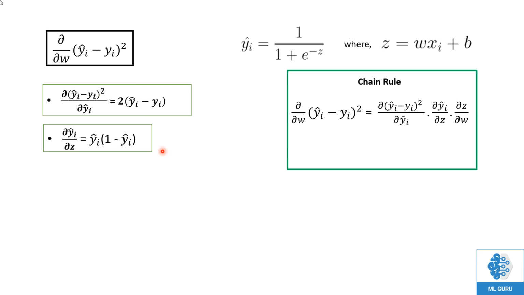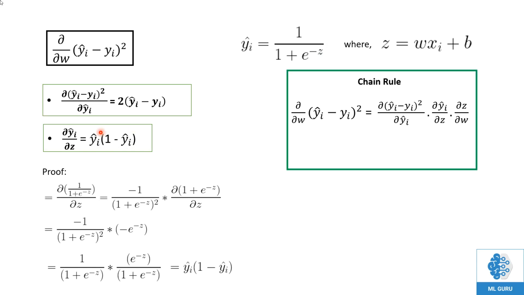Now let's calculate the second term, which is the partial derivative of yi hat with respect to z. Here you have your yi hat, which is nothing but the formula of your sigmoid function, and we have to calculate its derivative with respect to your z. This is given by this particular formula. So let's prove this equation. Let's first substitute the value of yi hat from this equation into this derivative.